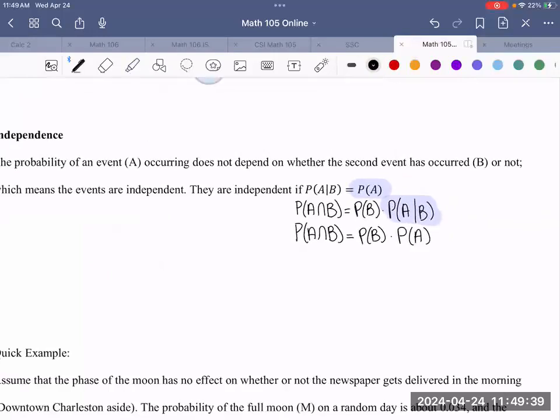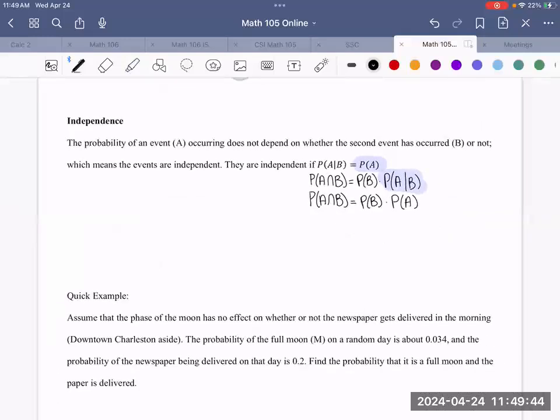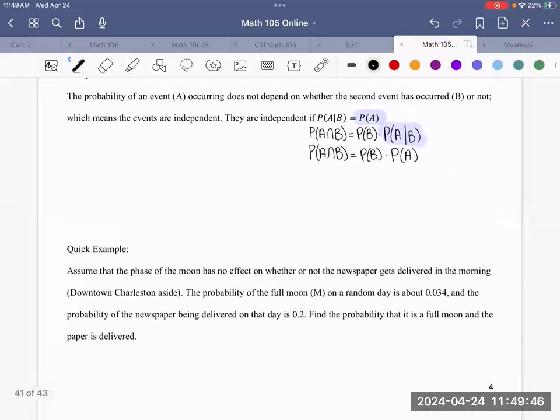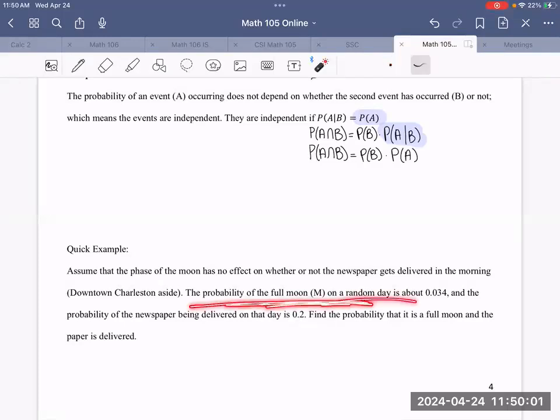So now what we're going to have to do is test for independence. For an example, assume that the phase of the moon has no effect on whether or not the newspaper gets delivered in the morning. So, downtown Charleston aside, very unusual case, we're below sea level. The probability of a full moon M on a random day is about 0.034, and the probability of a newspaper being delivered on that day is 0.2. Find the probability that it is a full moon and the paper is delivered.